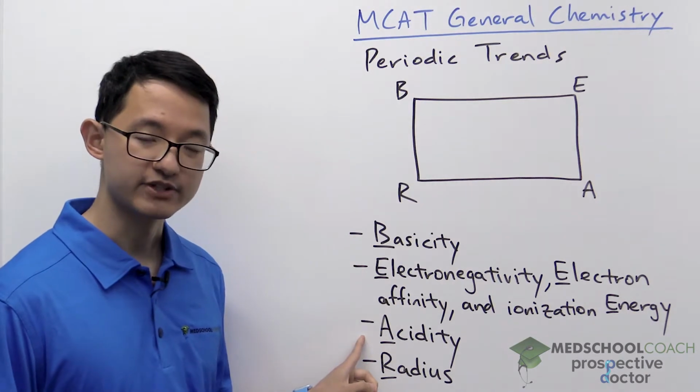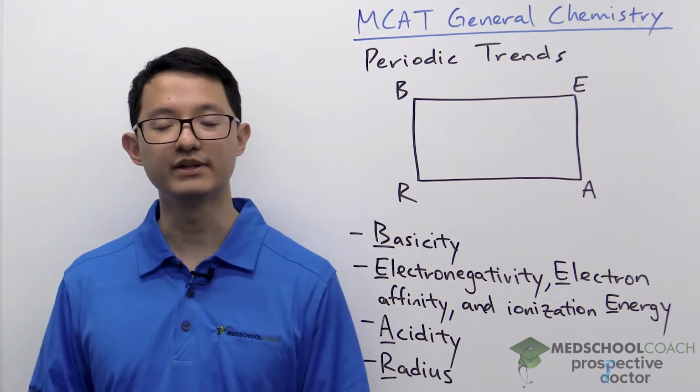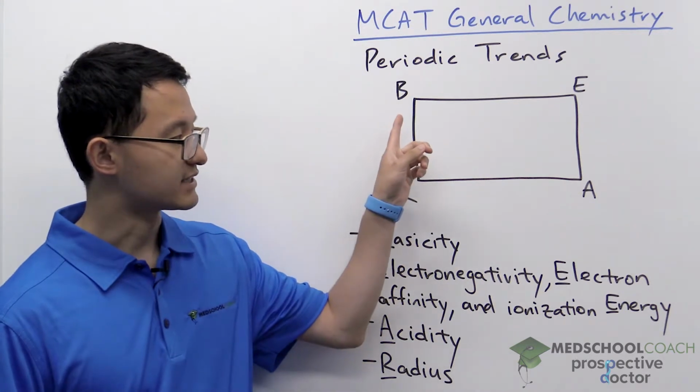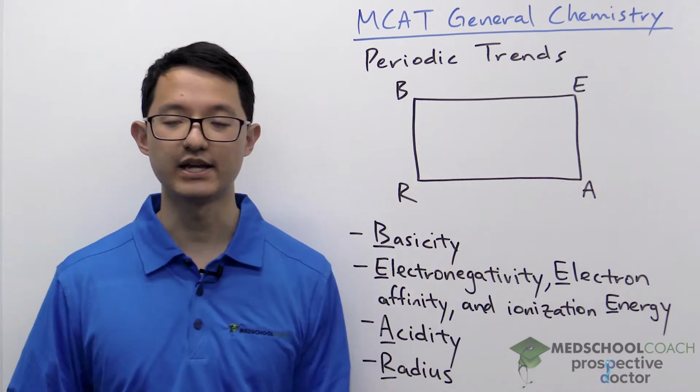Next, we have A, which stands for acidity. This is the ability of a molecule to donate protons in solution. Acidity increases going down and to the right on the periodic table.